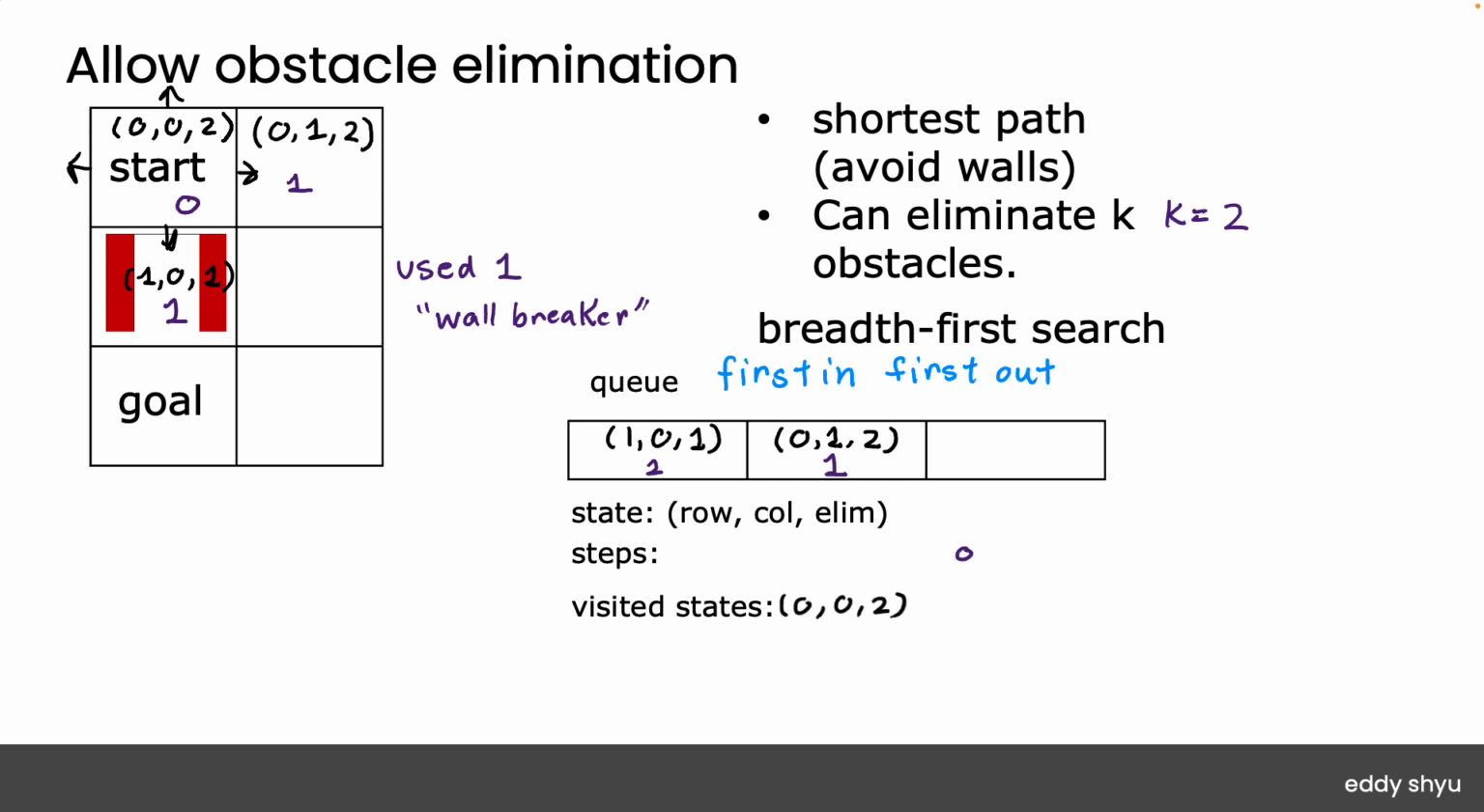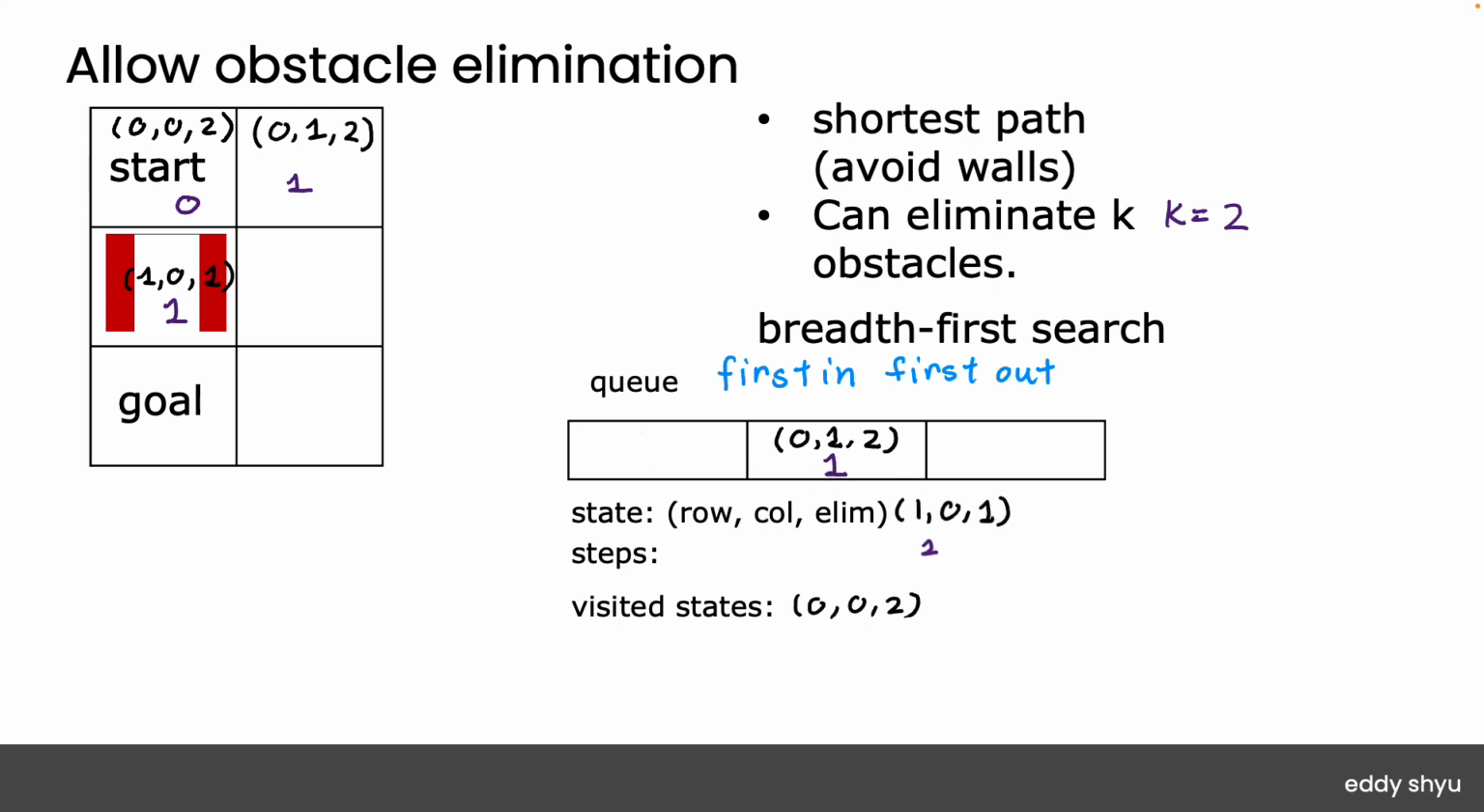Okay, so now let's put that in the visited states. So the visited states now includes the state that has 3 values per state. It's the row and the column and the number of eliminations. And again, we're not storing the steps in the visited states. Okay, so now let's pop off the front of the queue. Let's first also shift everything to the front of the queue now.